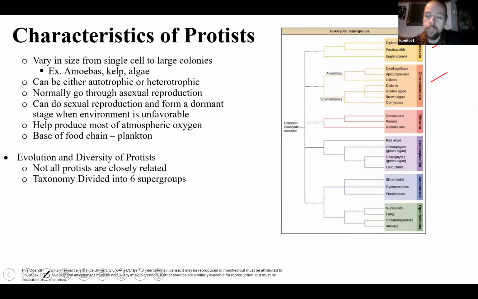Chromoalveolatas are going to be like the brown algae and the kelps and the parameciums. Rosarias are those living crystals. Archaeoplastidia, ancient chloroplasts. These are going to be all the photosynthetic organisms that resemble plants. Amoebozoas are going to be the walking or crawling cells. And then the opisthocantas are going to be the animal and fungal-like cells.